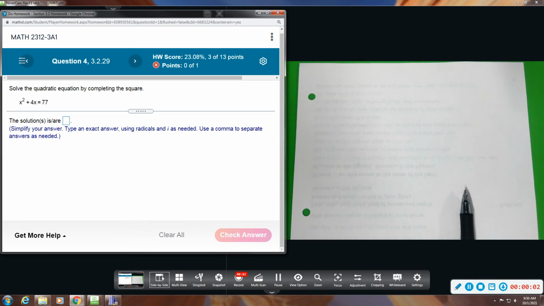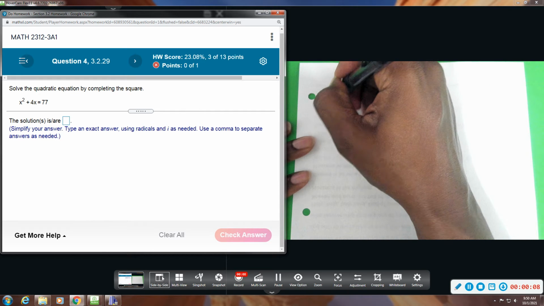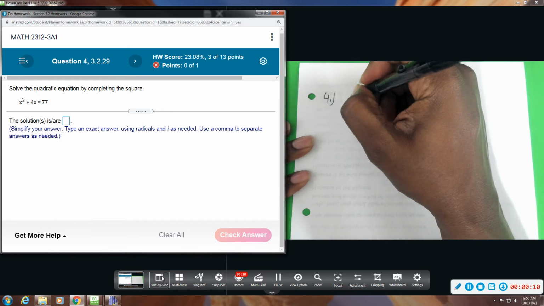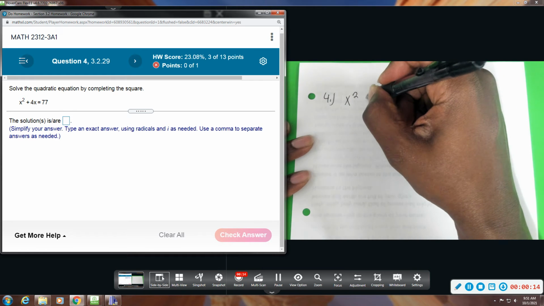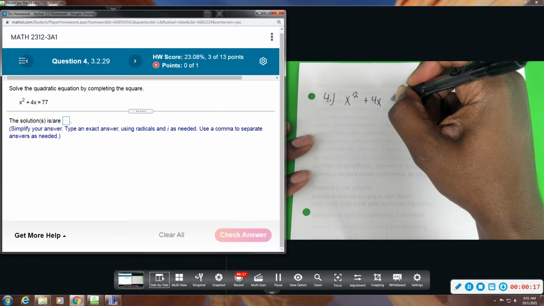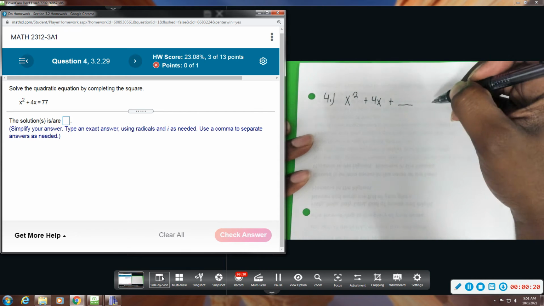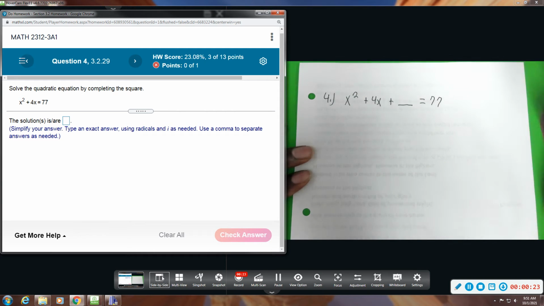Okay, number 4, we're going to solve it by completing the square. Part of the problem is already set up for us as far as what we need. We have x squared plus 4x. I'm going to do plus, and I'm going to leave a blank space, and then equals 77.